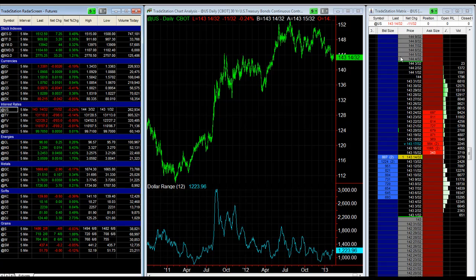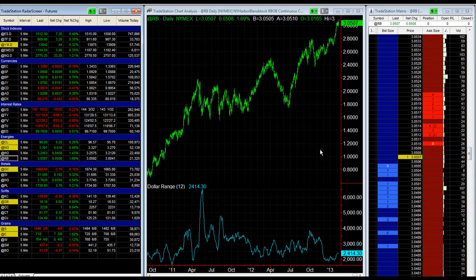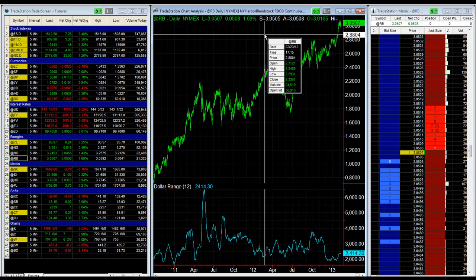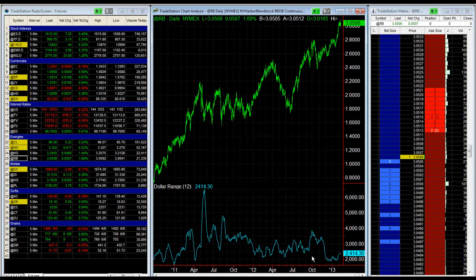Over here, the reason I have this matrix window is to look at the market depth, to see the liquidity. Take a look at RBOB, what is this? RBOB Natural Gasoline Blendstock. I don't trade it much, I'm just looking at it. See, it's very thinly traded over here. The bids and the offers are very small and farther apart, even though the range is very high.